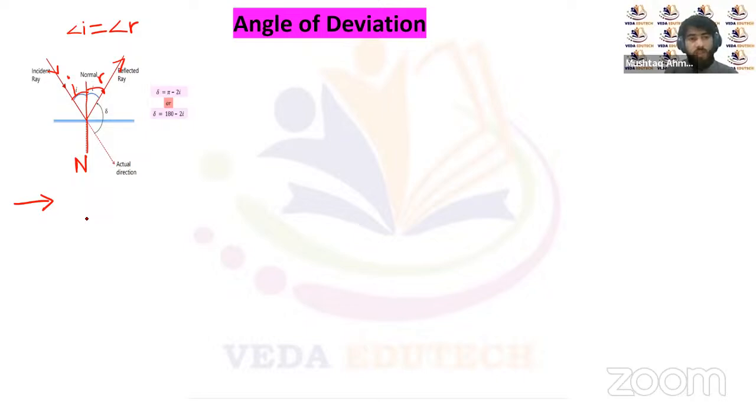The angle by which the reflected ray deviates from its original path, that angle we call the angle of deviation. You can see here, originally the incident ray of light was along this direction. This is the original direction of the incident ray of light. Now this is the direction of the reflected ray. But this is the angle through which the incident ray is actually deviated from its original path. So this angle we will call the angle of deviation.